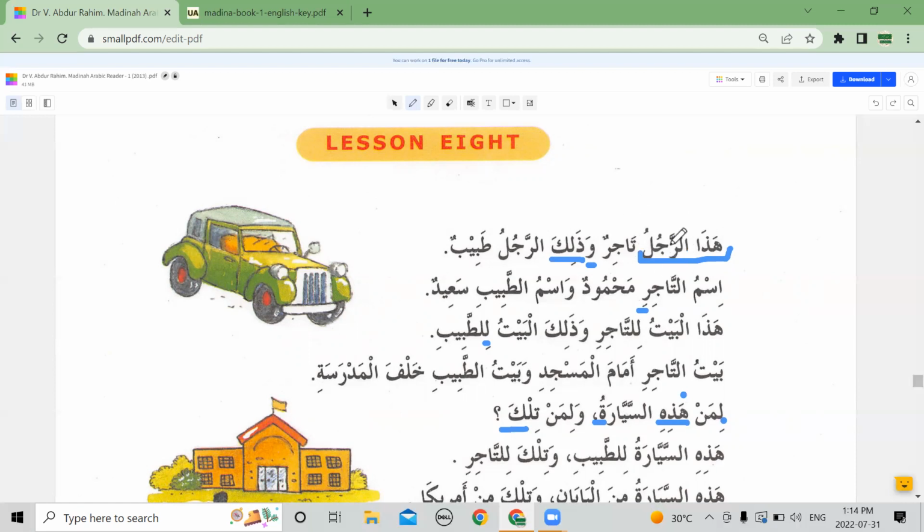But since we don't have that here, this is also ma'rifa. It just means hadha rajulu, that man. This is not complete. Then we need another nakira word to complete it. And this nakira word, tajirun, becomes the khabar. Remember, khabar is always nakira. Okay, so this is what we're doing in this lesson.